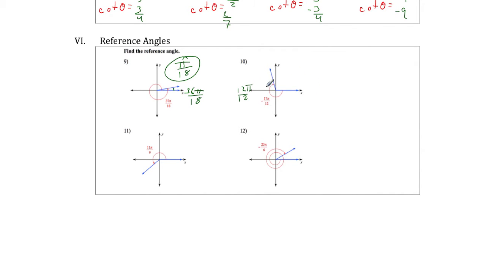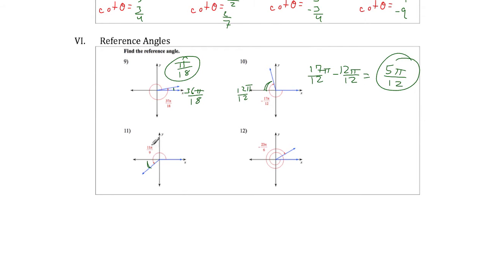Starting to lag here a little bit. We want to find this distance, so we can say, all right, well, I've gone 17 pi over 12, and I want to get to 12 pi over 12. So that leaves me a reference angle of 5 pi over 12.